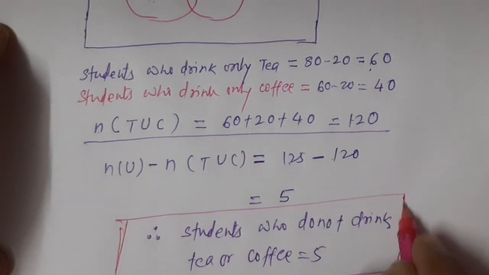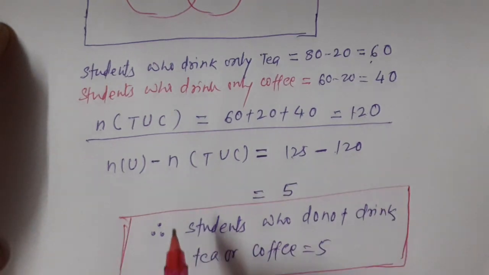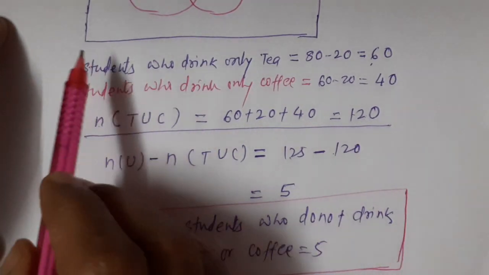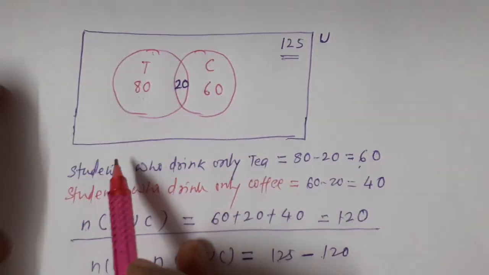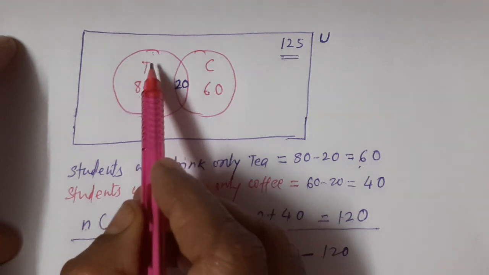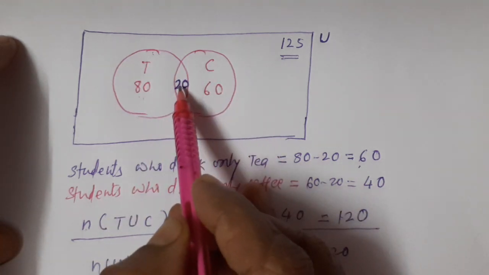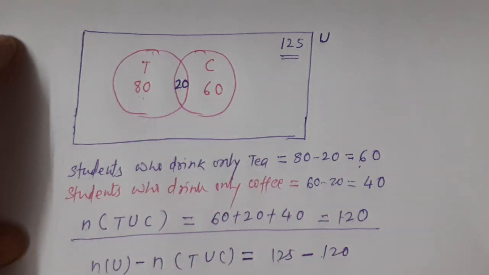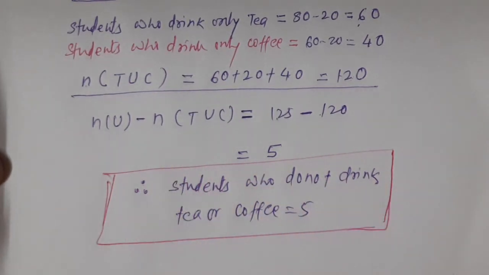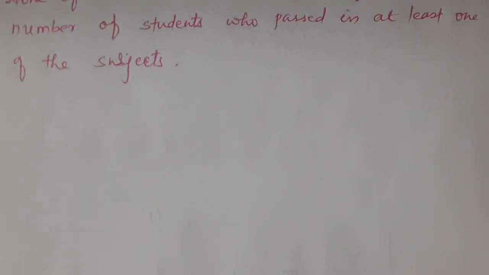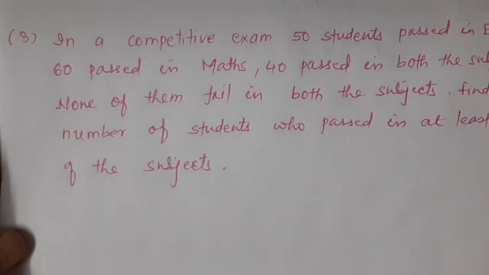So this is the very conceptual method to solve your problem with the help of the universal set and by drawing the Venn diagram. How many students are taking tea, how many are taking coffee, what is the intersection, what is the union, and then we calculate the students who do not drink either tea or coffee. Then we have to see the third example, which is also based on the second example, how we have solved.